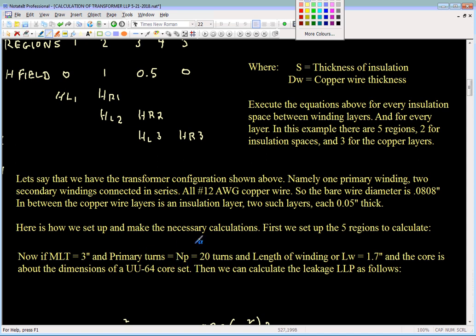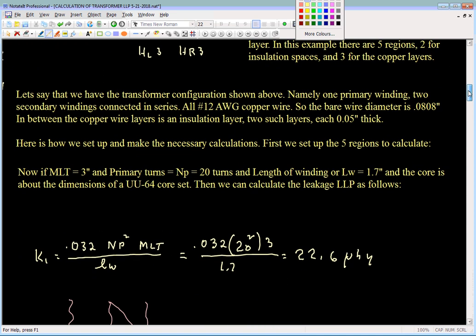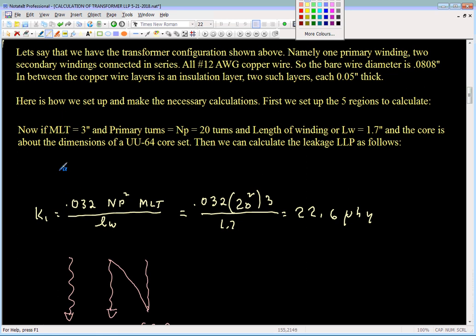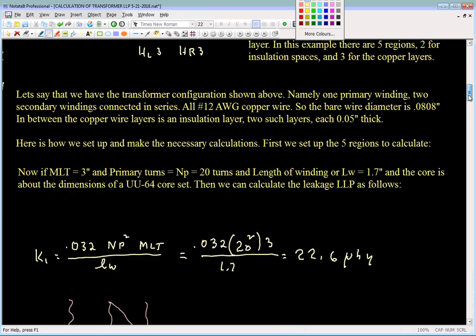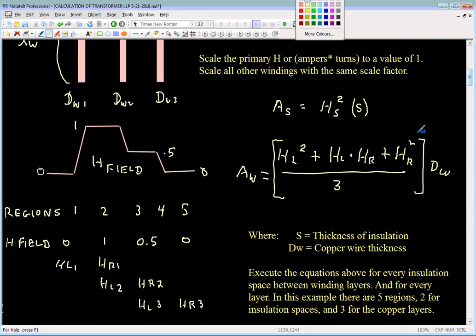Here's how we set up and make the necessary calculations. Usually I do it this way, but I didn't do it this way here. I usually set up 5 regions in which to calculate the leakage contribution. Here are the 5 regions. 1 is that copper wire layer, if you will. 2 is the space between the copper layers.